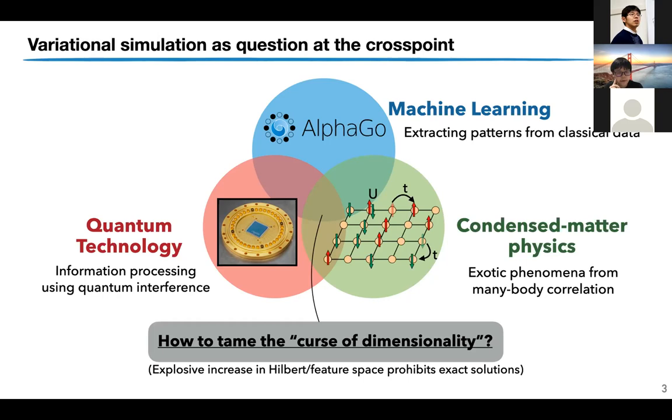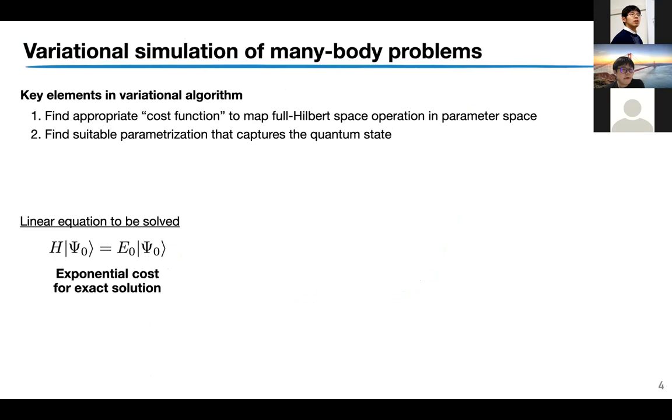Meaning that if we want to solve all these problems exactly, we would immediately be barred by the explosive increase in Hilbert space, or feature space in the neural network and so forth. Variational simulations of many-body problems have two key elements. First is to define appropriate cost functions so that operations in the full Hilbert space are mapped appropriately into the parameter space, for example with tensor networks or neural networks, or whatever variational state you prepared, to perform polynomial calculation. The second, very important element is a suitable choice of parameterization of the quantum state, which captures the physics of the corresponding quantum state correctly.